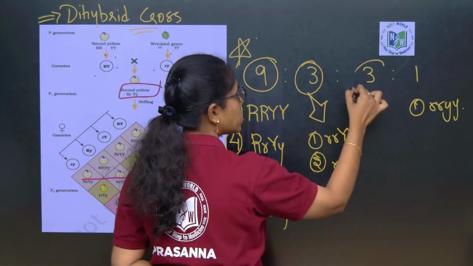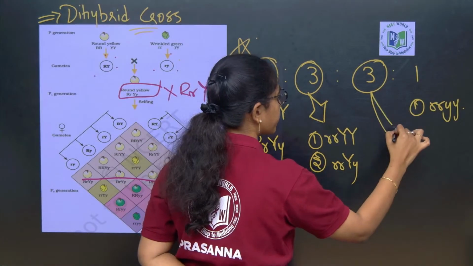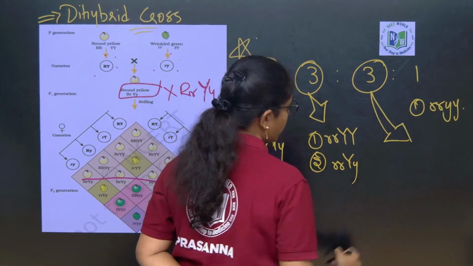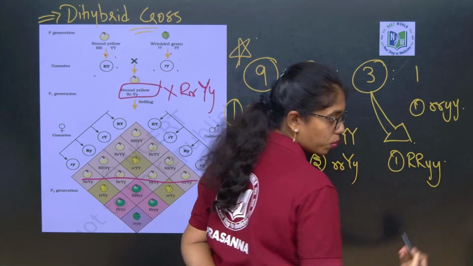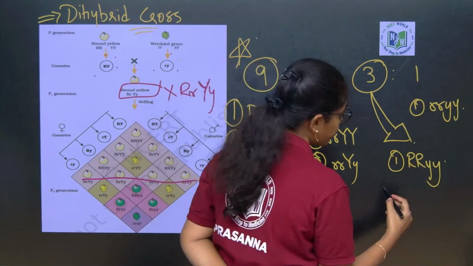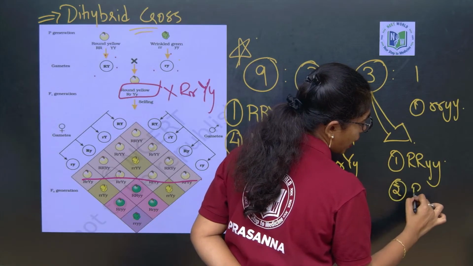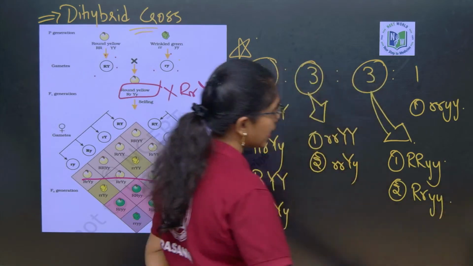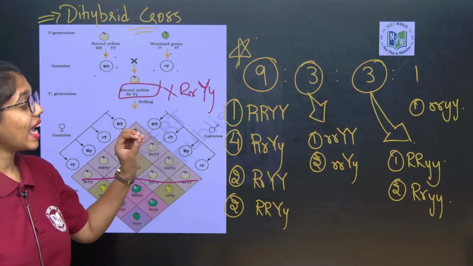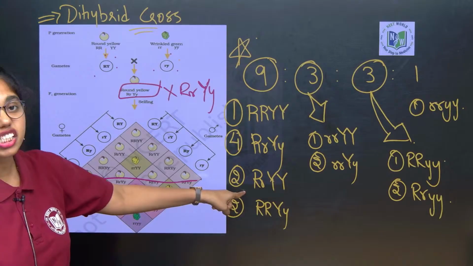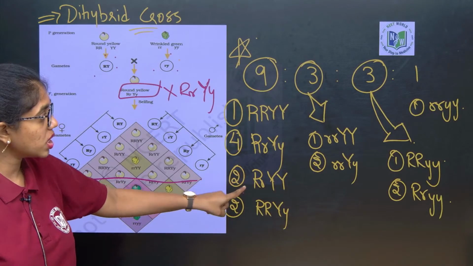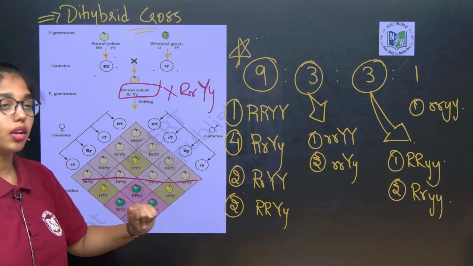Next 3, if we take again, one is homozygous dominant and homozygous recessive, you can see, and the rest 2 heterozygous dominant and homozygous recessive. If there is any question regarding the dihybrid cross, and you can keep this strategy in your mind, you can solve it easily.